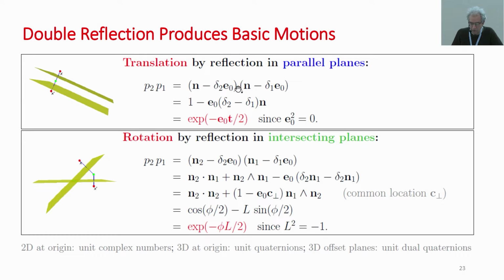If I just do the multiplication, then n times n, I've normalized the normal vector, is 1. And here I get some others, and E0 times E0 is 0, so that doesn't appear. And now we see just the gauge appearing. The only thing that is necessary to specify this translation operation, even though I started with two specific planes, is the distance between the planes and the direction that the planes had. So I can characterize this by a translation vector. And it doesn't matter anymore which planes they are.